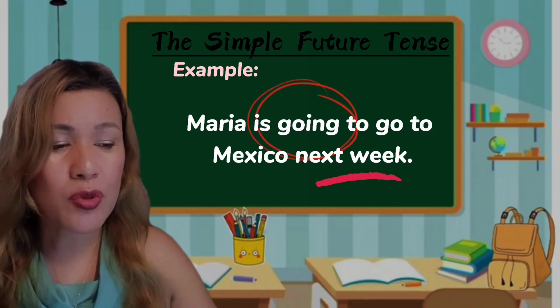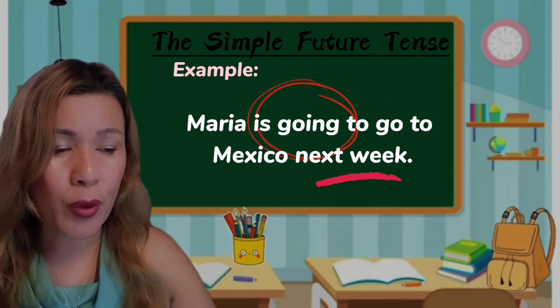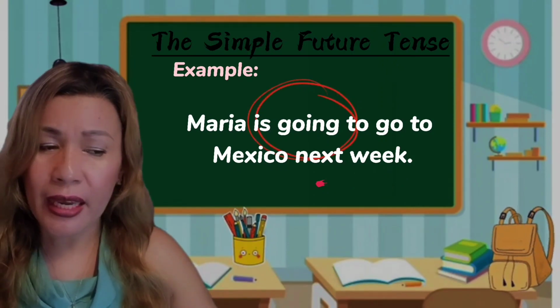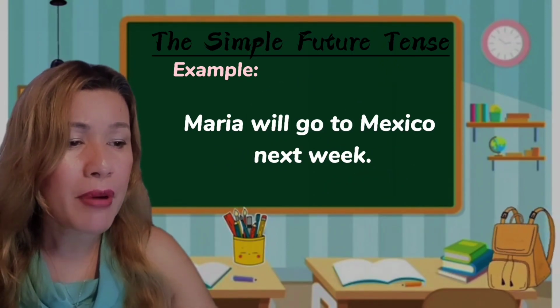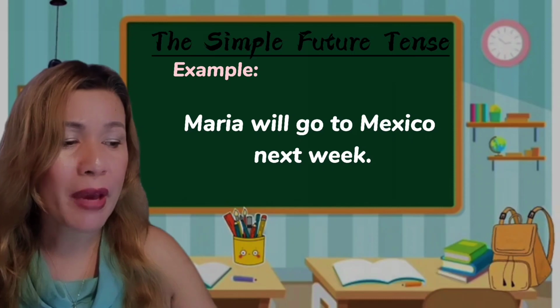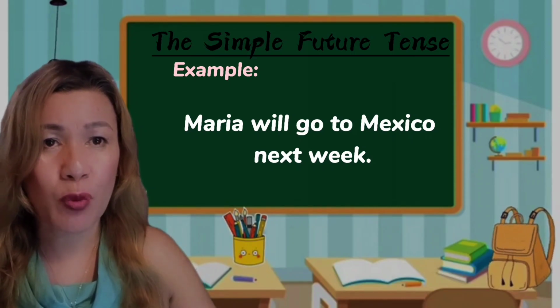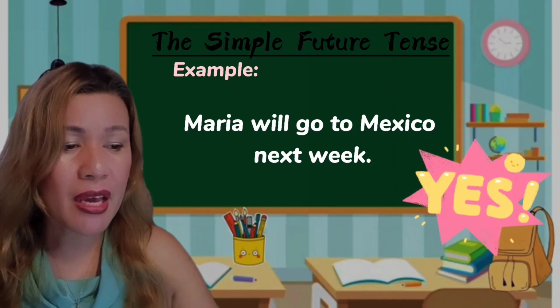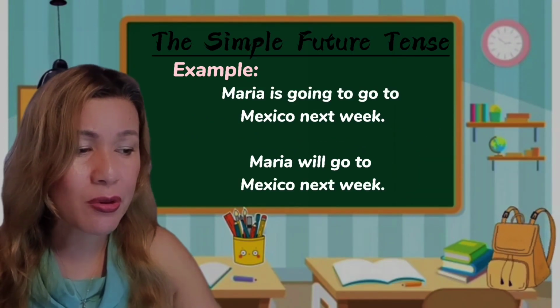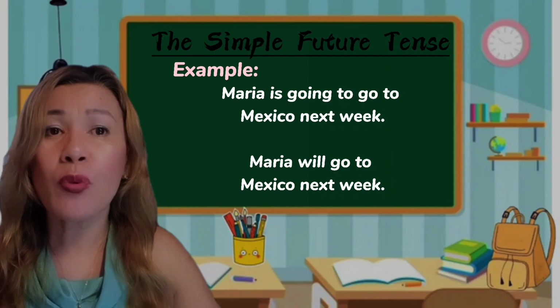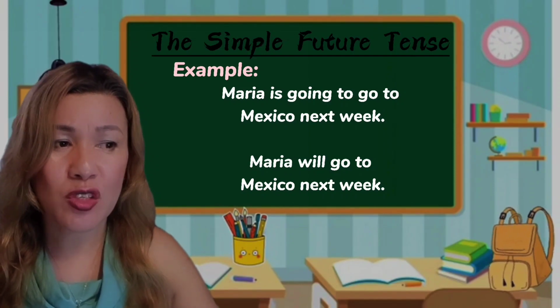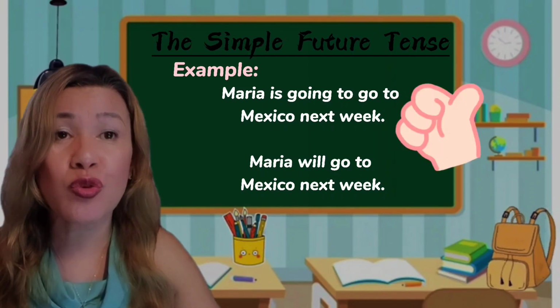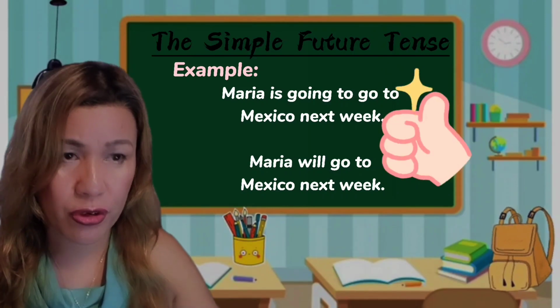So we are using now the second way. So probably you would say, can I have Maria will go to Mexico next week? Will it be correct? Yes. So you can either say Maria is going to go to Mexico next week, or Maria will go to Mexico next week. So two ways in which you can form your simple future.